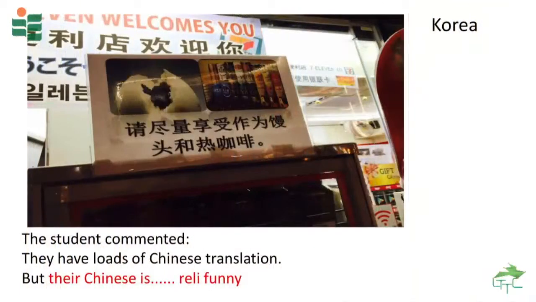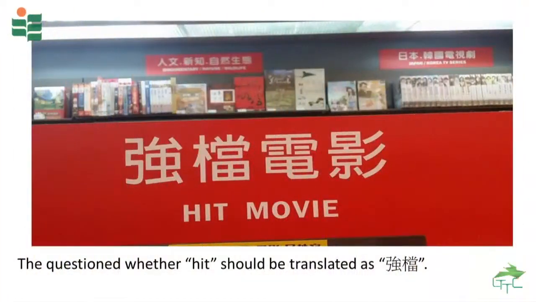The student said that in Taiwan, this is a new translation, where coffee is called 拿鐵 but also 拿提. And then another example, from a student visiting Korea. The student comments, the Chinese is really funny. We look at why the Chinese is so funny. The student did not quite understand what the text meant, and thought the Chinese is very interesting. Here is another example. The source text 強檔電影 and the translation hit movie. However, the student questioned whether hit should be translated as 強檔.